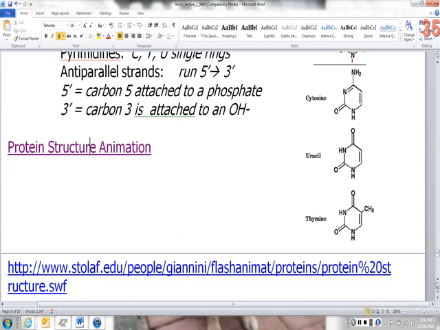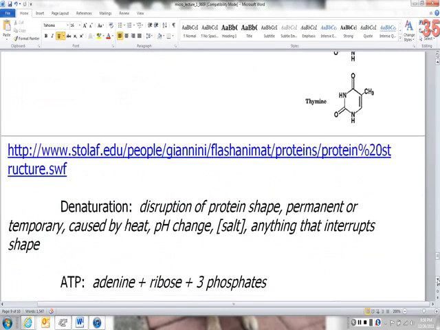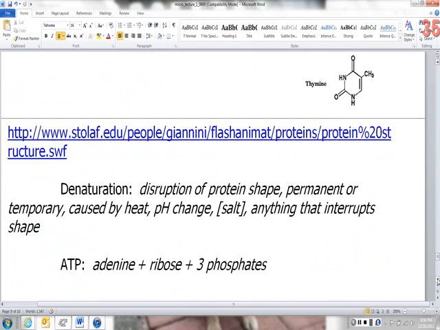And so there was another animation on the protein structure. When a protein is disrupted or loses its shape, we refer to it as denaturation. It can be a permanent change or temporary. Things that may cause this are heat, pH changes, concentration of salt, or anything that interrupts the bonds holding the shape.